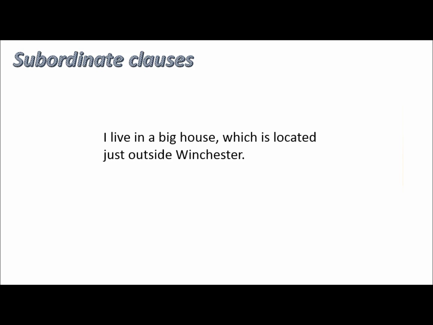Here is an example. I live in a big house which is located just outside Winchester. And so we have the main clause, I live in a big house, and we have now added the subordinate clause, which is located just outside Winchester. This phrase provides information on where the big house is, so it expands on the main clause, but it cannot stand on its own as a sentence. A sentence that simply read, which is located just outside Winchester, would not make sense and is therefore not a main clause. This is a subordinate clause that adds additional information to the main clause.